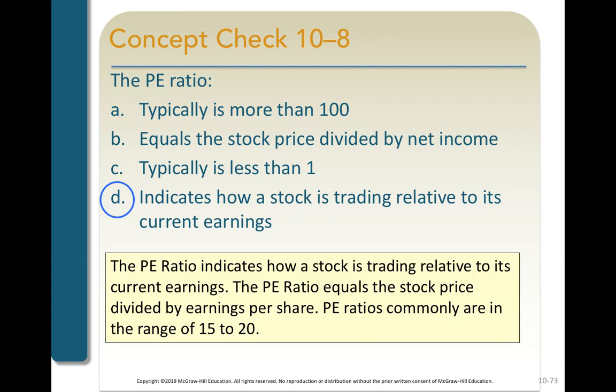If you chose D, you are correct. The PE ratio indicates how a stock is trading relative to its current earnings. The PE ratio equals the stock price divided by earnings per share. PE ratios commonly are in the range of 15 to 20.